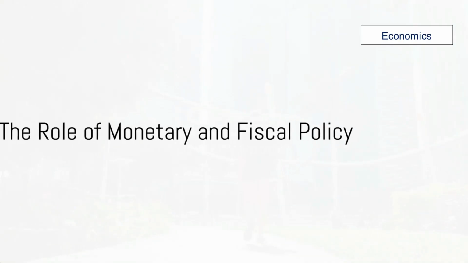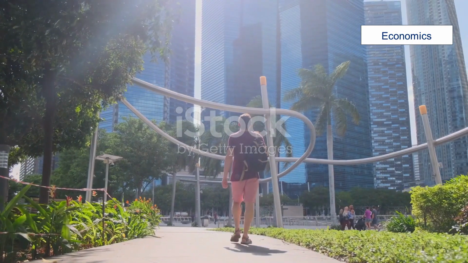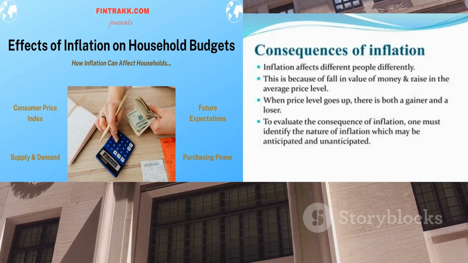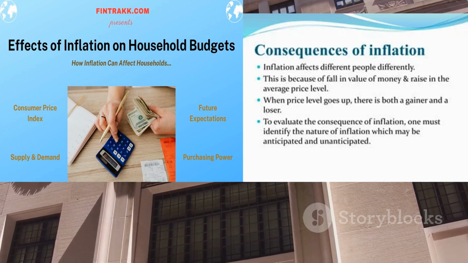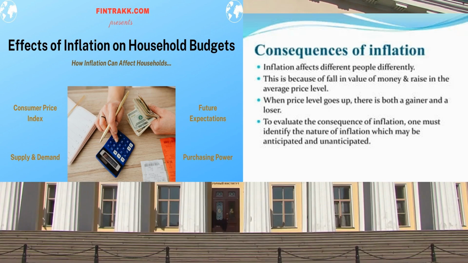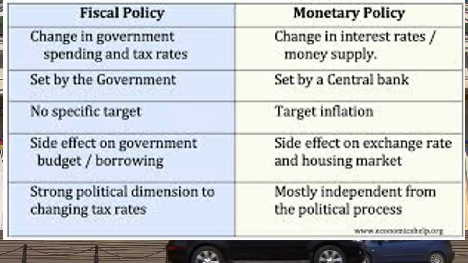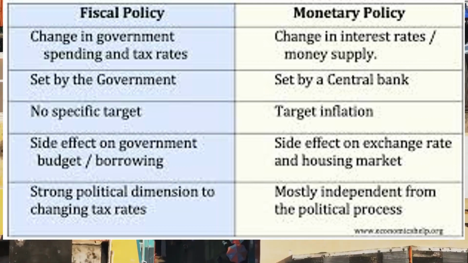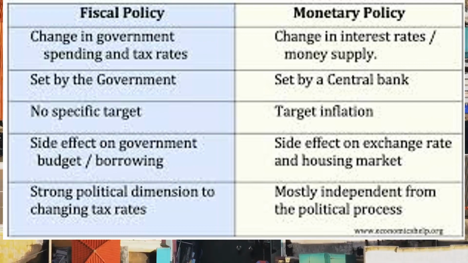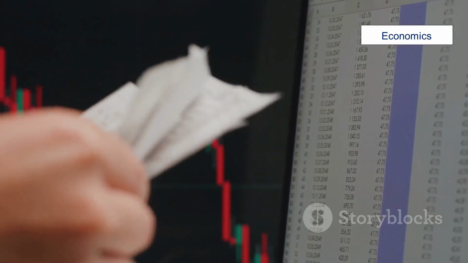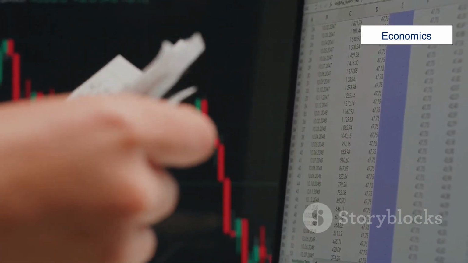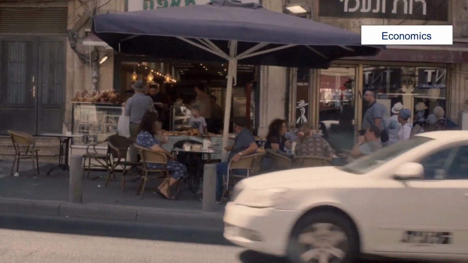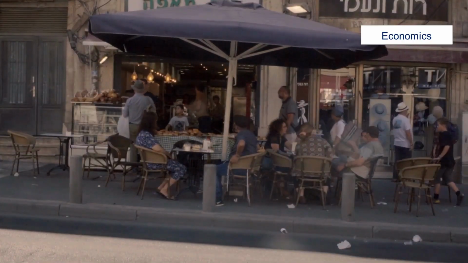Finally, let's discuss the role of monetary and fiscal policy in all of this. Monetary policy, managed by a country's central bank, involves controlling the money supply and interest rates to achieve economic stability. Fiscal policy, on the other hand, is about government spending and taxation. Both of these policies are essential tools for managing the economy. They can stimulate growth during a recession or cool down an overheated economy. The balance and effectiveness of these policies directly impact inflation, interest rates, and ultimately, our purchasing power. Understanding these policies helps us navigate the complex world of economics with a bit more clarity.